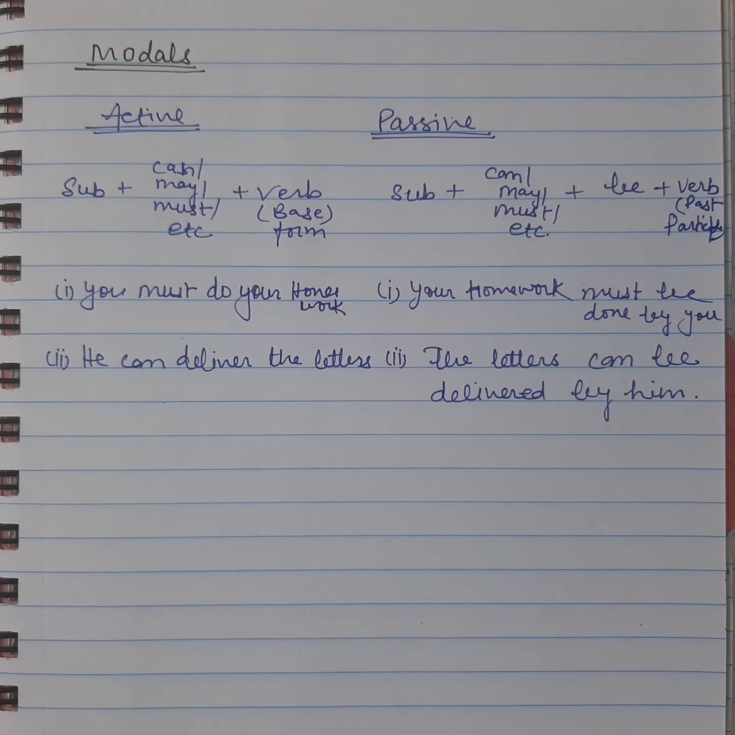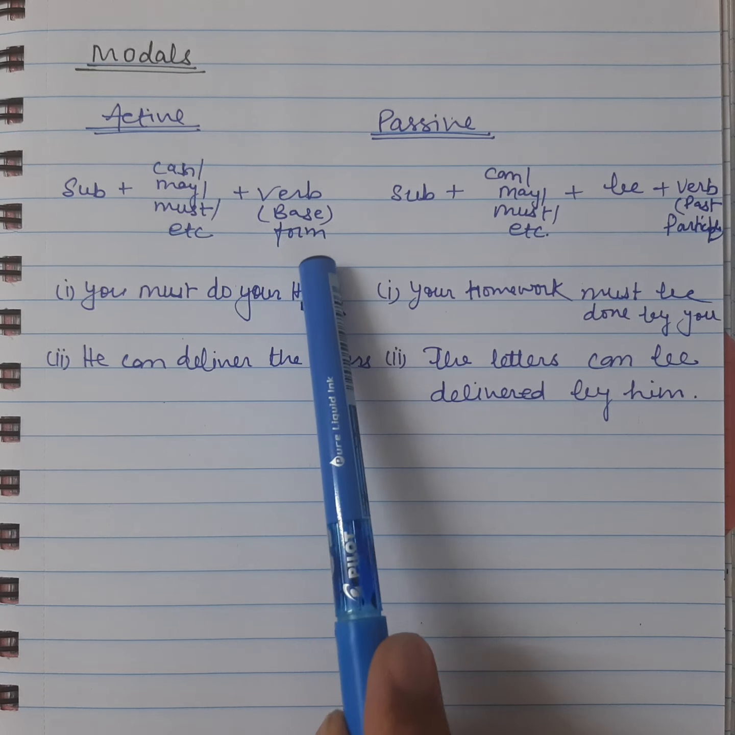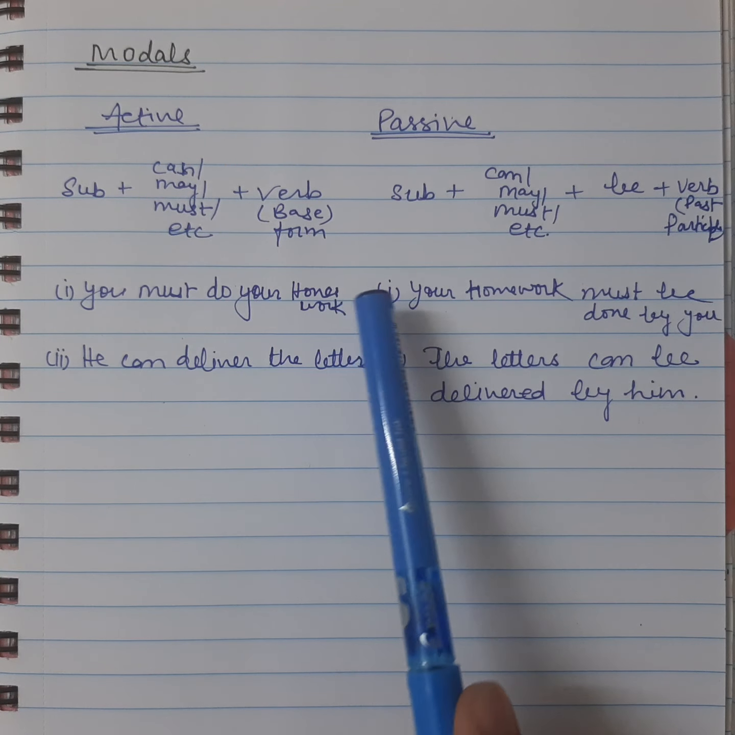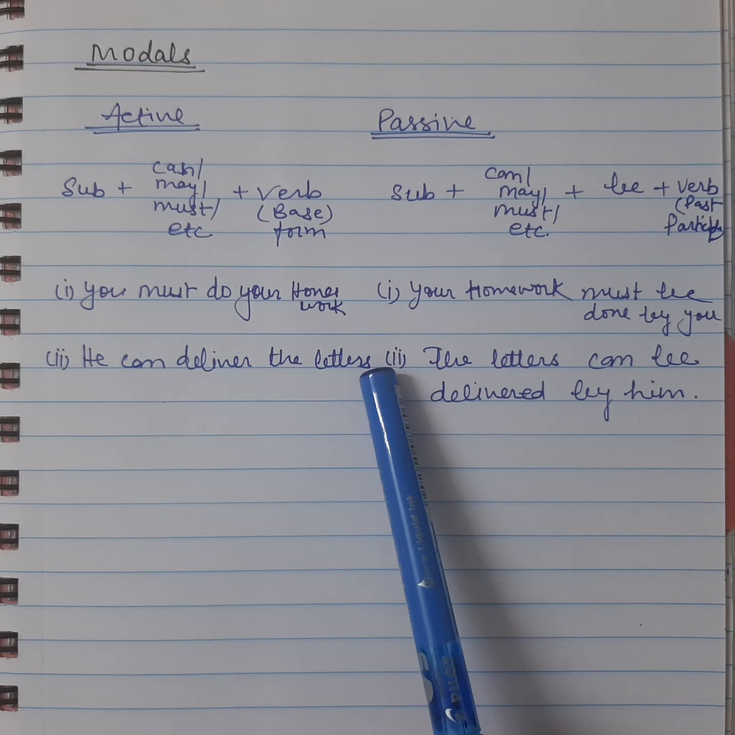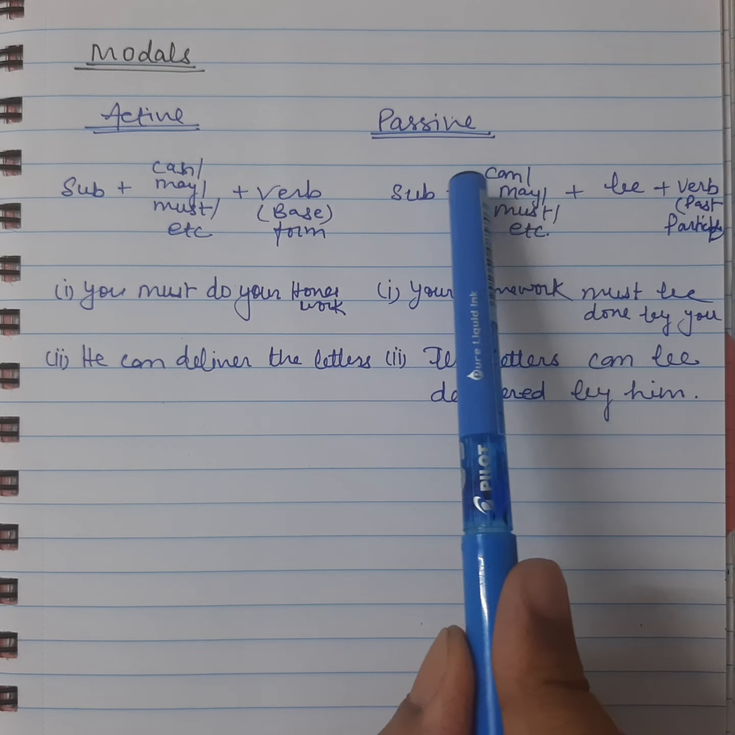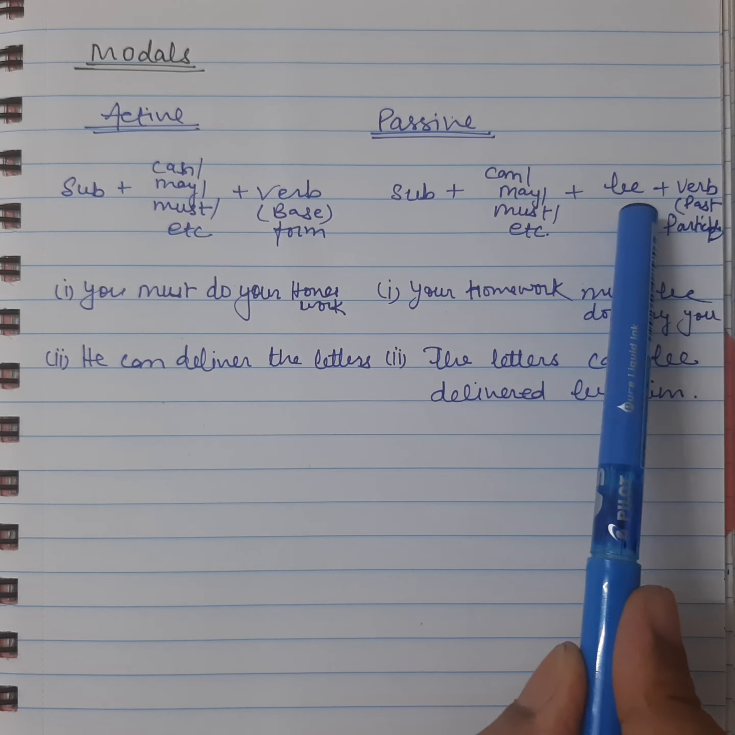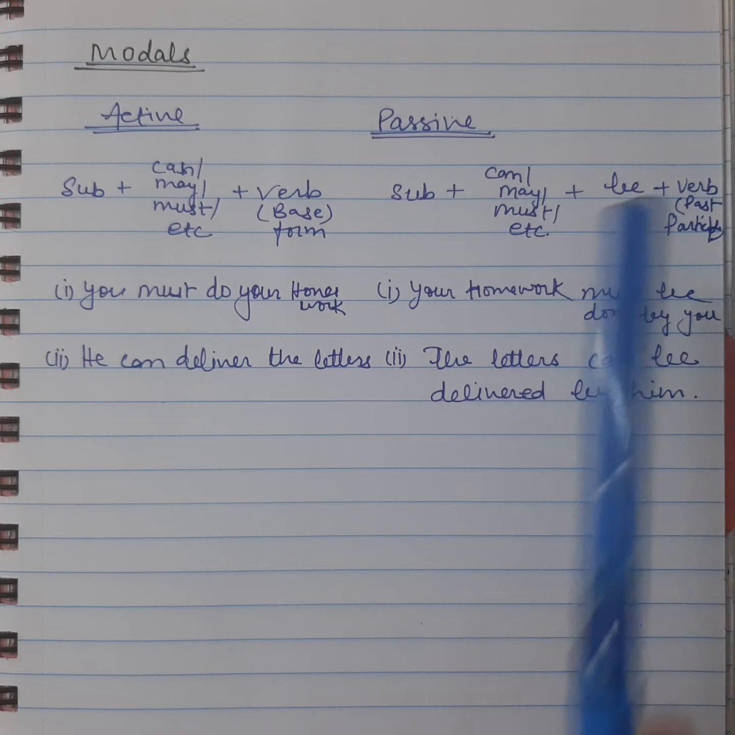So let's see how we do it for modals. Modals are like can, may, must, should, etc. In modals, in active voice, we have subject plus modal plus the base form of the verb, like you must do your homework, or he can deliver the letter. In passive voice, it will become subject plus modal, which is can, may, must, etc., then plus be plus the past participle of the verb.